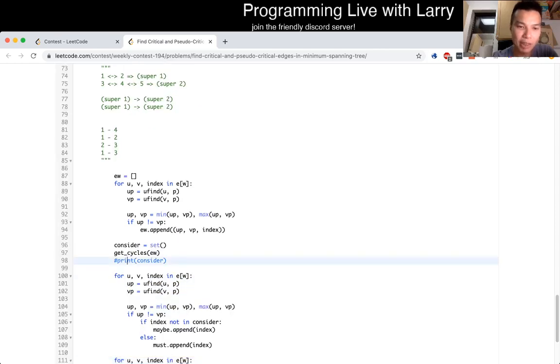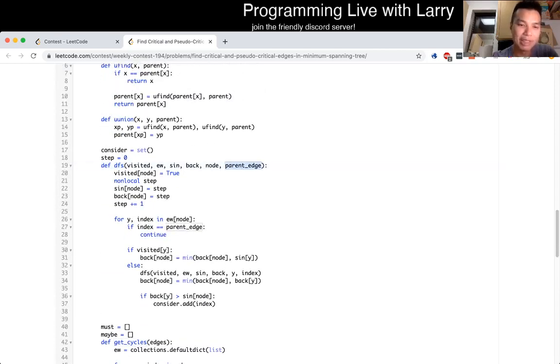So the get cycle part is a little tricky. As I said, I used the parent edge instead of parent, but the rest of this is basically finding a critical edge, which is the strategy that I took. The idea is keeping track of the minimum time of when you visited a node, and then for each node, for each DFS tree, if there's a back edge, you mark that as being earlier, and then you mark that current edge as a back edge. Otherwise, if you're not able to go back, then you consider it as a critical edge.